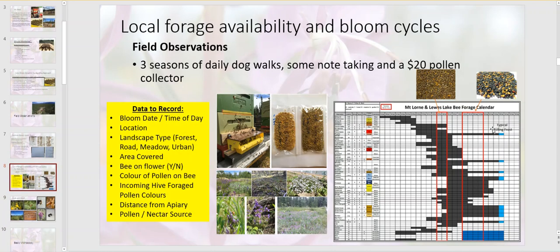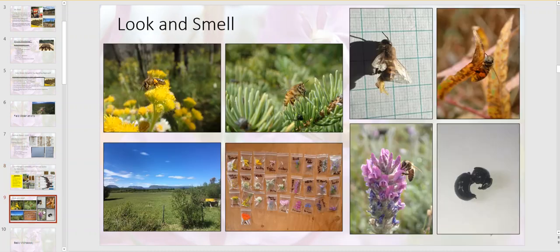It's just an example of using a $20 pollen collector and my field observations to develop my bloom calendar for this area. Just some more examples of having a camera out in the field and recording what you see.